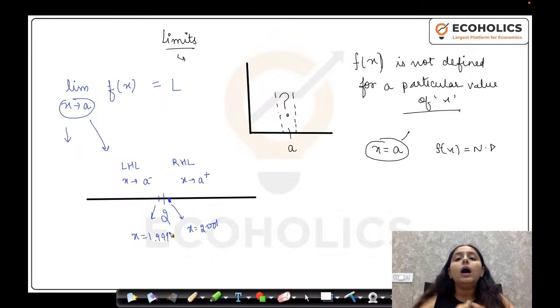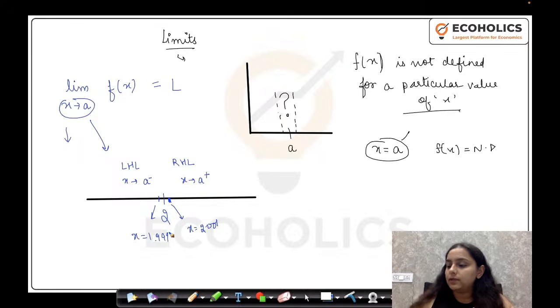Okay? Now understand one thing. If you're working with a polynomial function, what you can do is simply put the value of x equals a and you get the answer. Many times it will happen that when you put x equals a, you will not get any answer. In that case you have to solve for common factors, and then you can solve the limits.